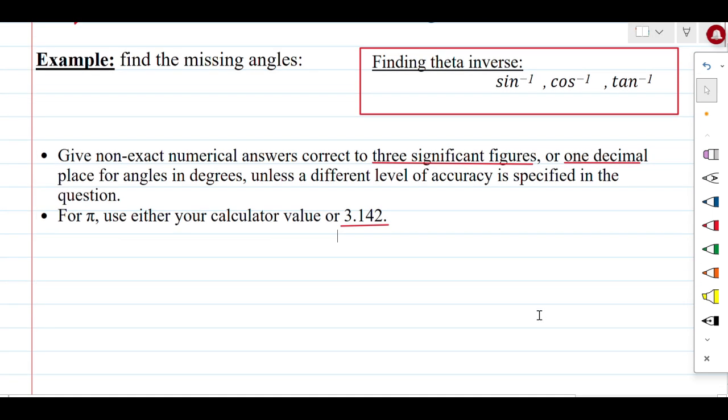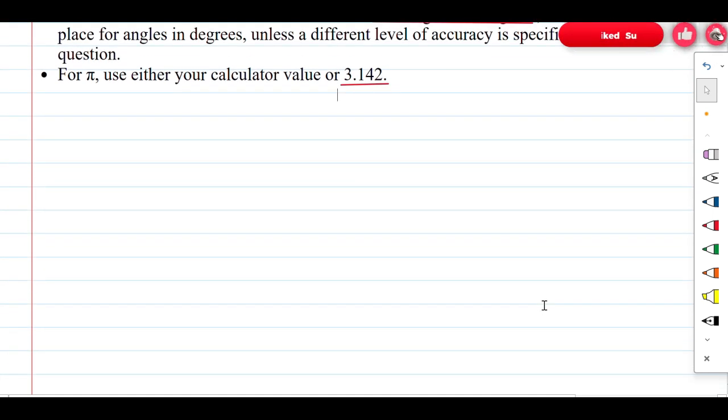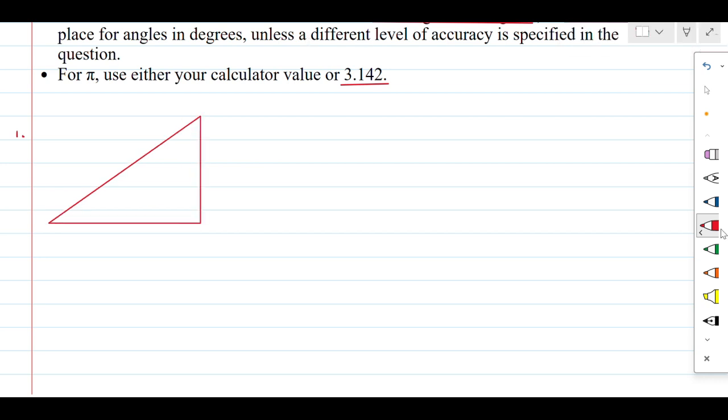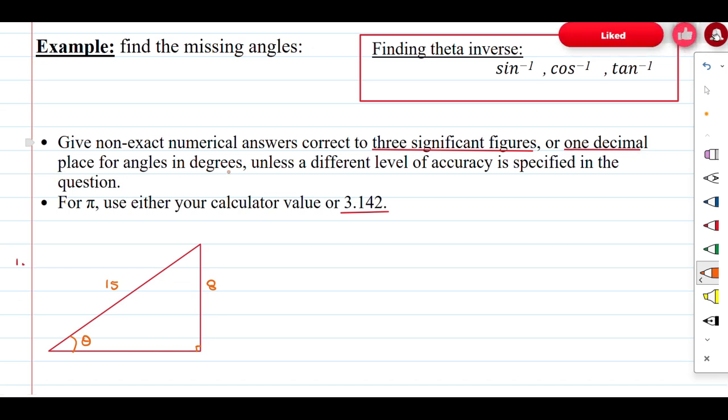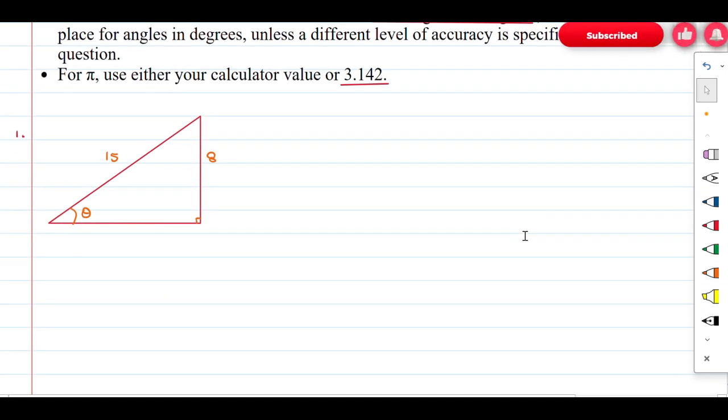Now let's do some examples to figure out the missing angles of a right angle triangle. Let me start with the first example. Let's say I have a right angle triangle. You can see this length, let's suppose, is 8. This length is 15 and the angle is theta, which we need to solve for. For angles in degrees, the answer should be to 1 decimal place.